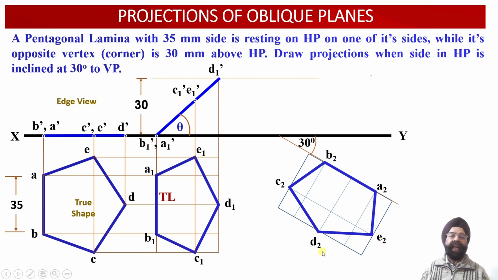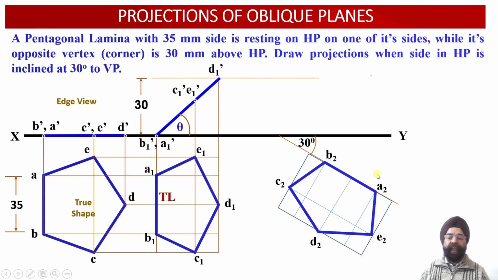So that is how, using rectilinear distances, we have been able to transfer or rotate this plan projection view with respect to the vertical plane in such a way that the side AB corresponding to this pentagonal lamina exists at an angle of 30 degrees with respect to the vertical plane. Now having obtained the plan projection view of this oblique lamina, which is inclined with respect to HP at an angle theta and inclined with respect to VP at an angle of 30 degrees, the top view orthographic projections have been obtained.